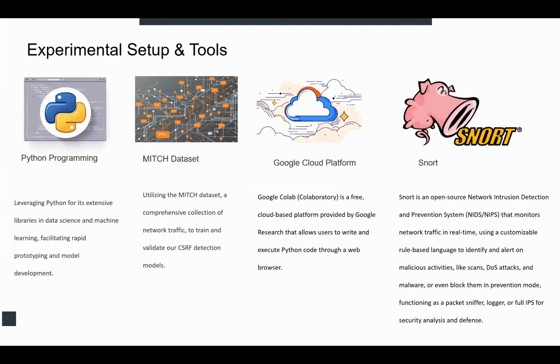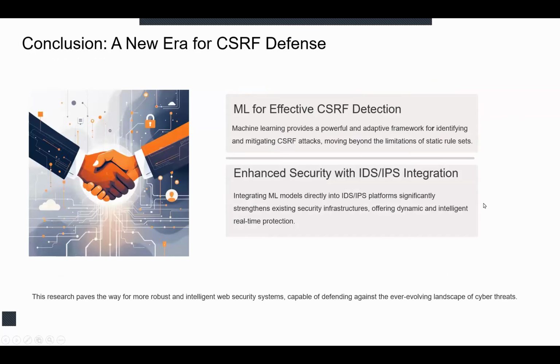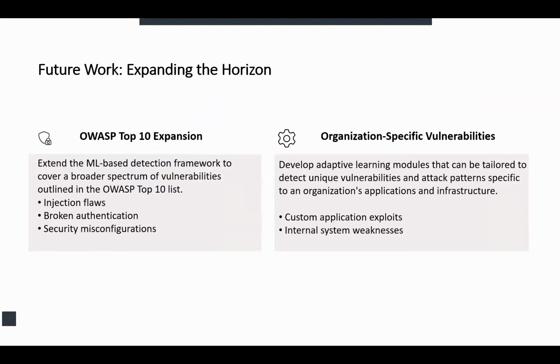In my experimental setup, I used Python. The data set name is MITCH, and I used Google Colab. There is also Snort, an open source IDS and IPS especially for the network, called NIDS and IPS. And the conclusion is that efficiency has increased and security has been enhanced because it's been integrated in real time with the IDS and IPS.